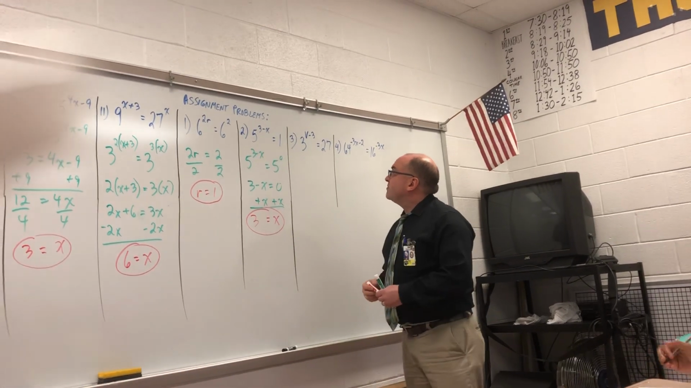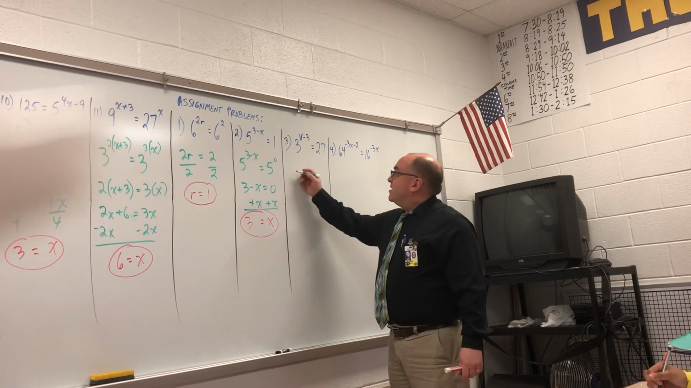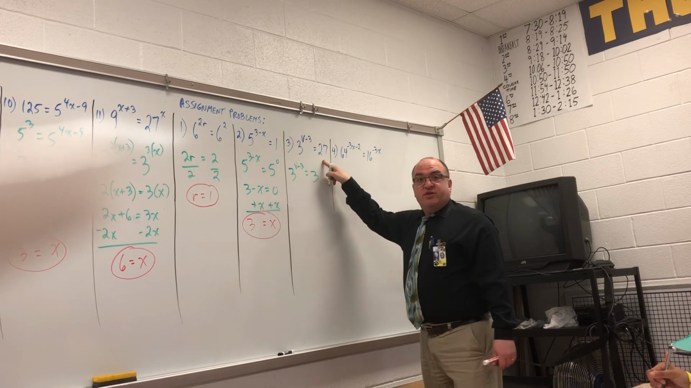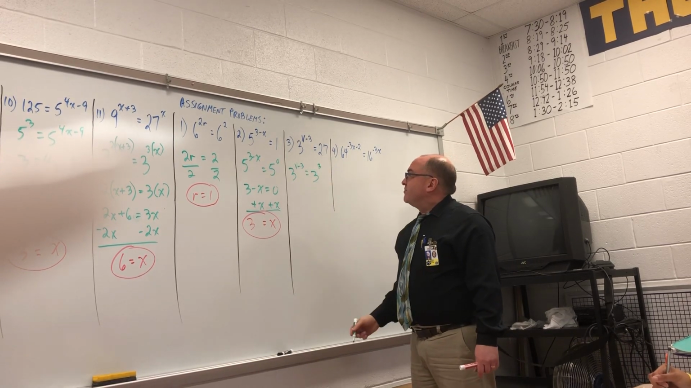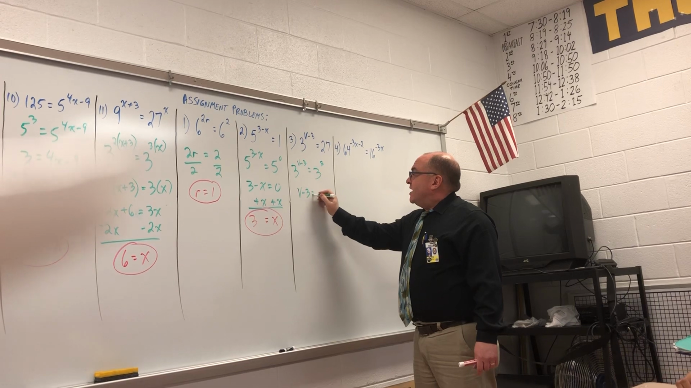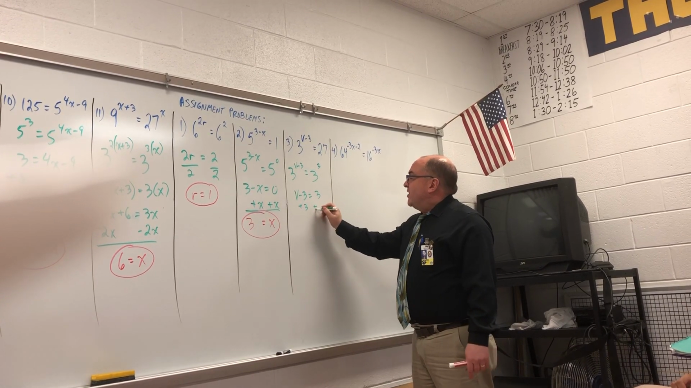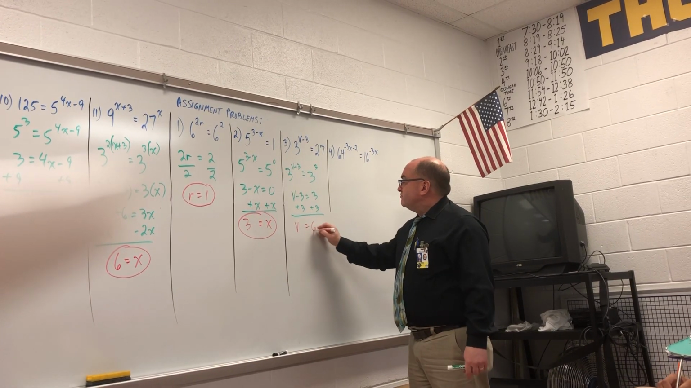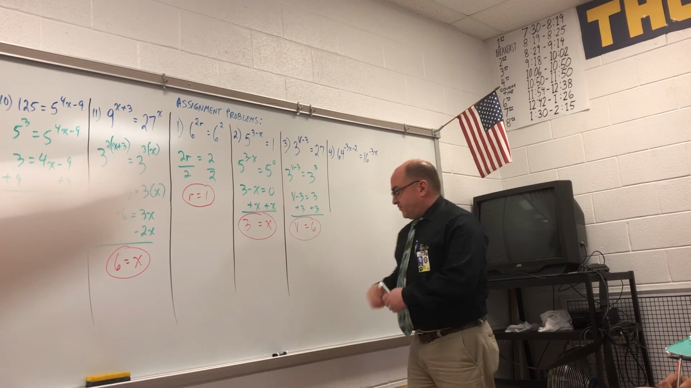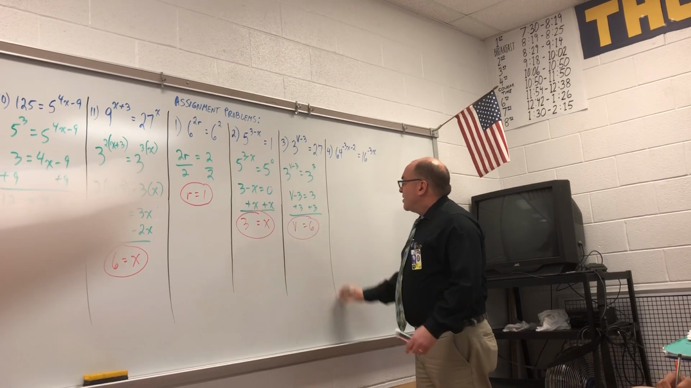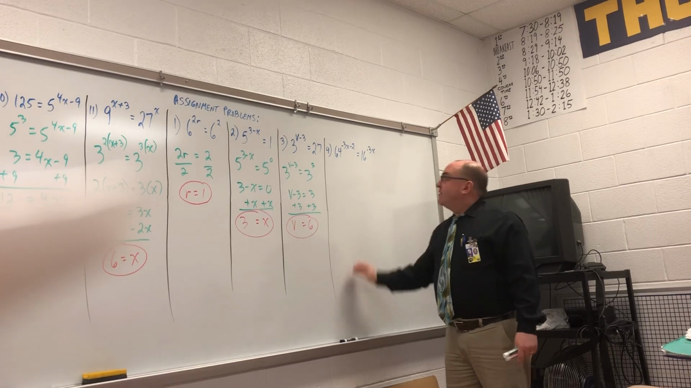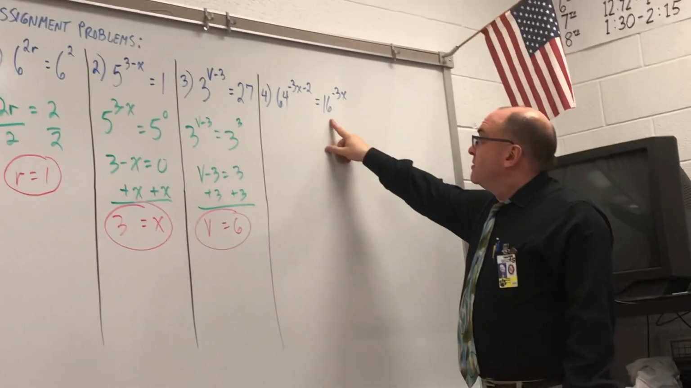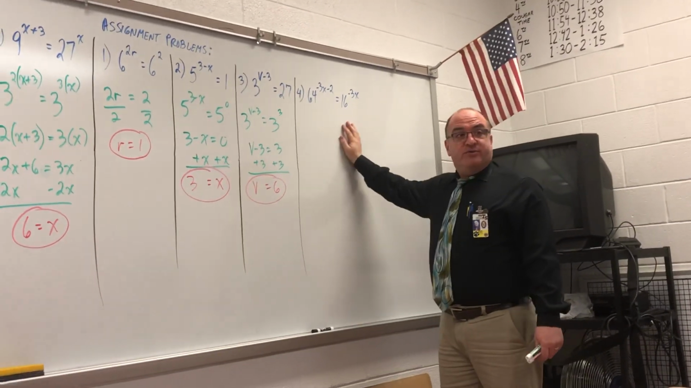Okay. Over here, 3 to the v minus 3 equals 3 to the what? Third. Very good. So v minus 3 equals 3. Add 3 to both sides. 6. Okay. Over here, there's two ways you could do it. You could use 4 to the power or 2 to the power, either one.